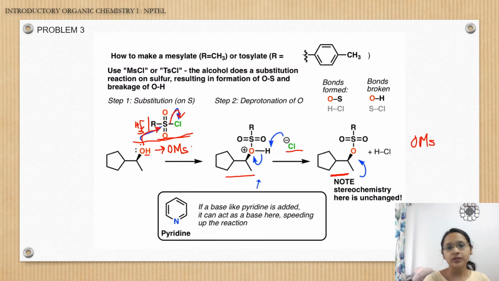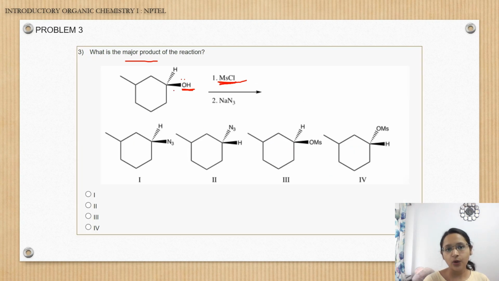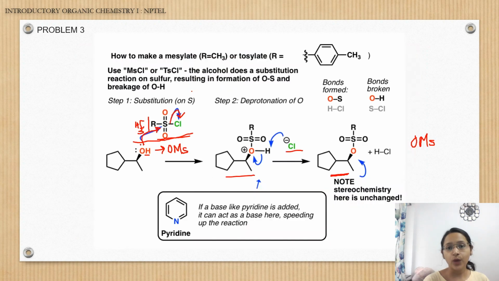In the protection, if the stereochemistry of the alcohol is already mentioned, you have to note that the stereochemistry here is unchanged. If the alcohol is above the plane, then after the protection it will remain above the plane. If the alcohol is below the plane, it will remain below the plane after the protection. So stereochemistry does not change in protections. Only the hydroxyl group is changing to OMS.